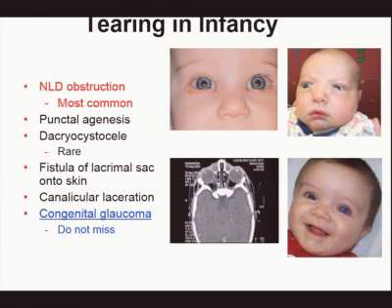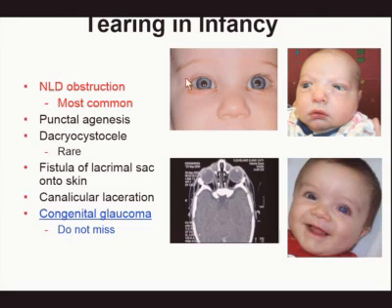Tearing in infancy: nasolacrimal duct obstruction is the most common, but there are other things that can cause tearing. So punctal agenesis, that's where they're not born with puncta. It really doesn't go over well when I take a kid to the operating room for nasolacrimal duct obstruction and you get in there to probe and realize there's no puncta. So it's nice to diagnose that before you get into the operating room. It's very difficult to treat, though.